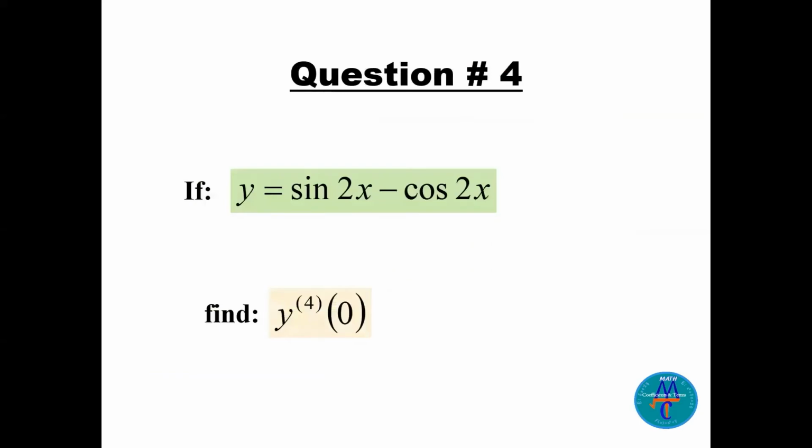Question number 4, we have y equals sine of 2x minus cosine of 2x. Let's find the fourth derivative of y at 0. So we find the first derivative, the second, the third, and then the fourth. Then we replace x by 0.